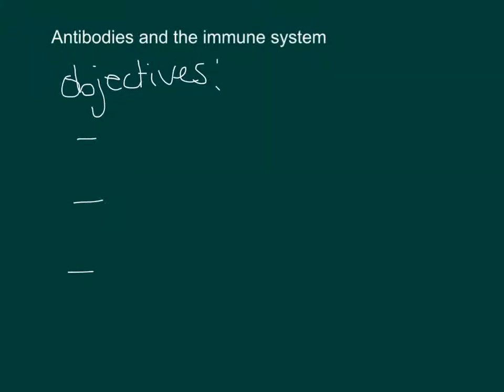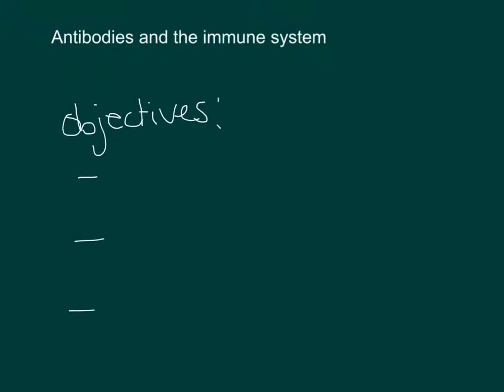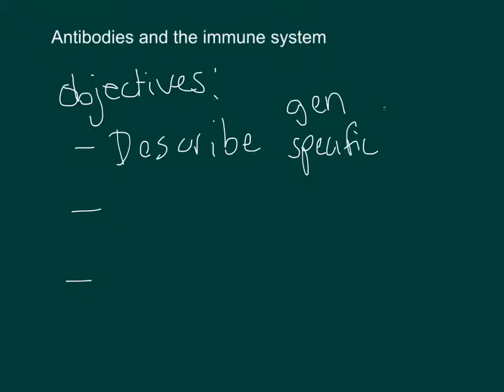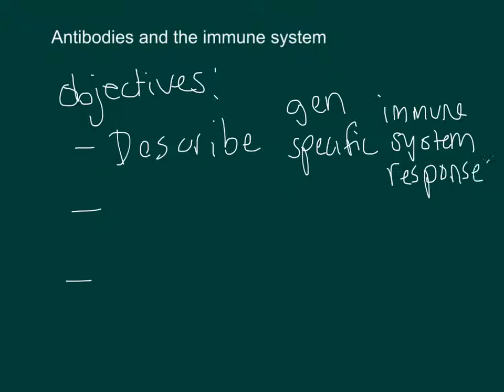So the way I usually start my lectures is with objectives. These are goals that you should be able to understand by the end of this lecture. This lecture is on antibodies and the immune system, and by the end you should be able to describe the two types of immune system responses, general and specific. That's the first goal.